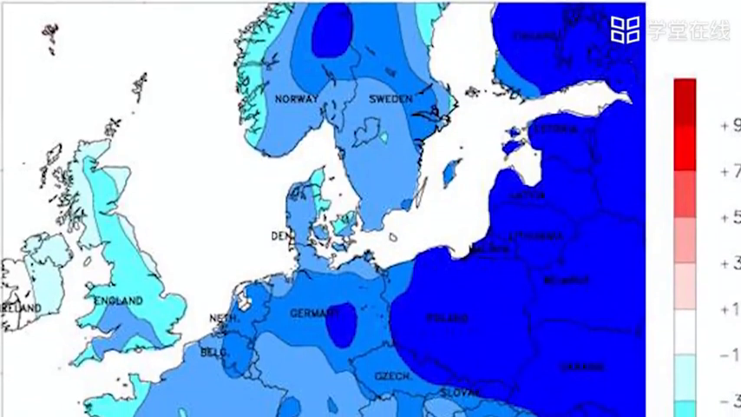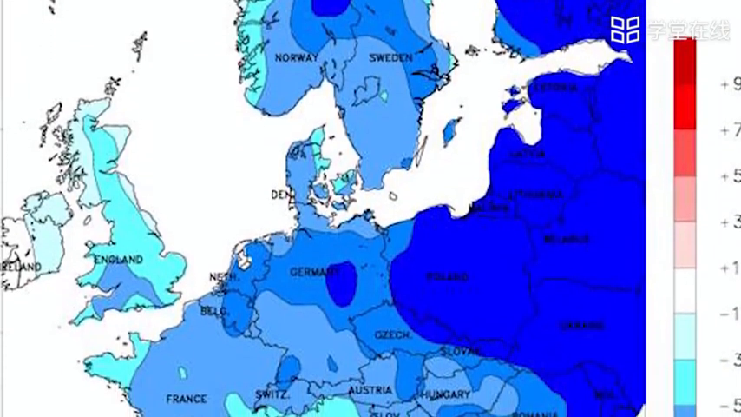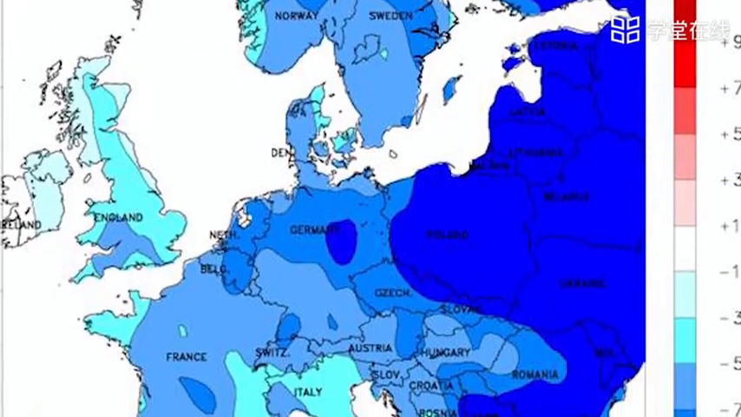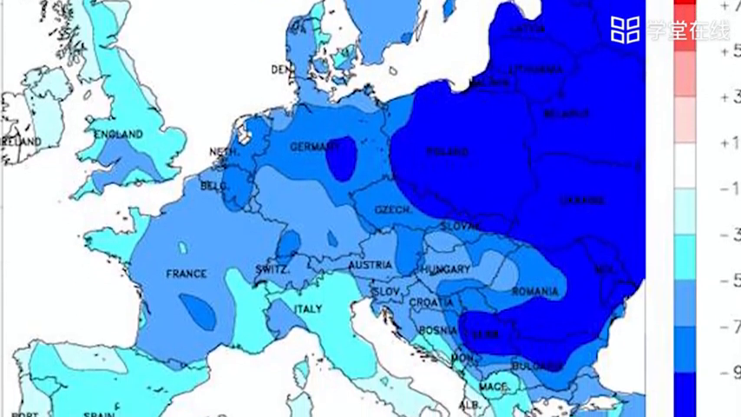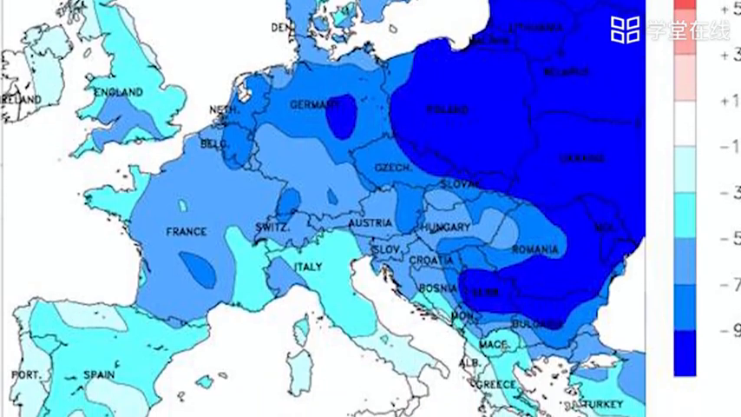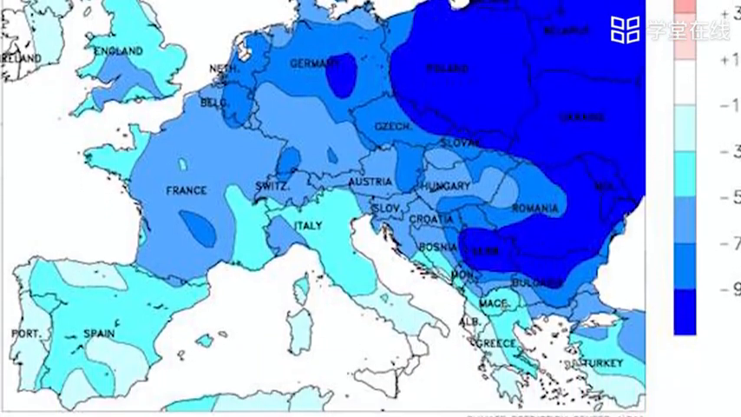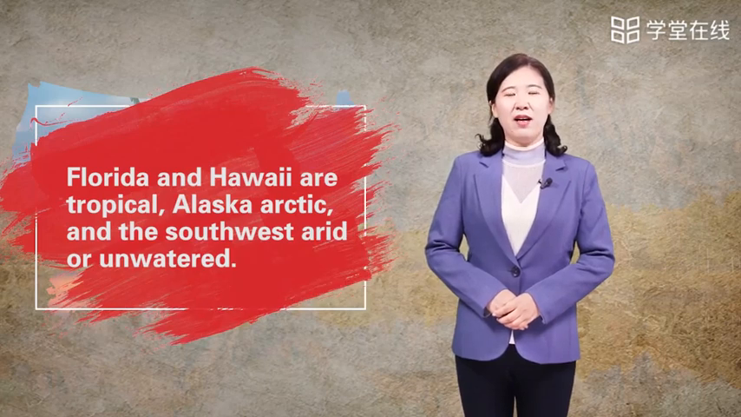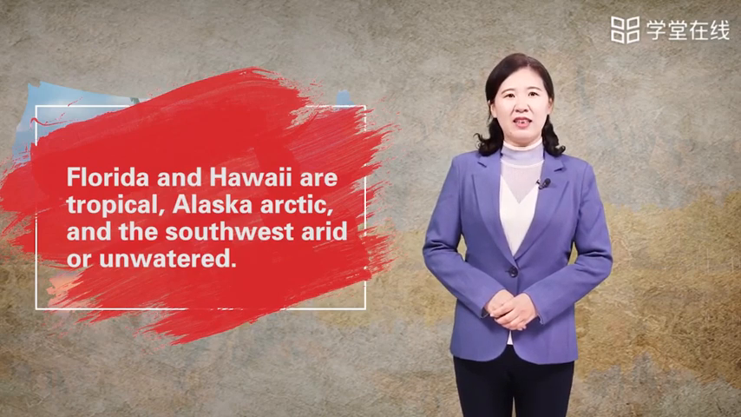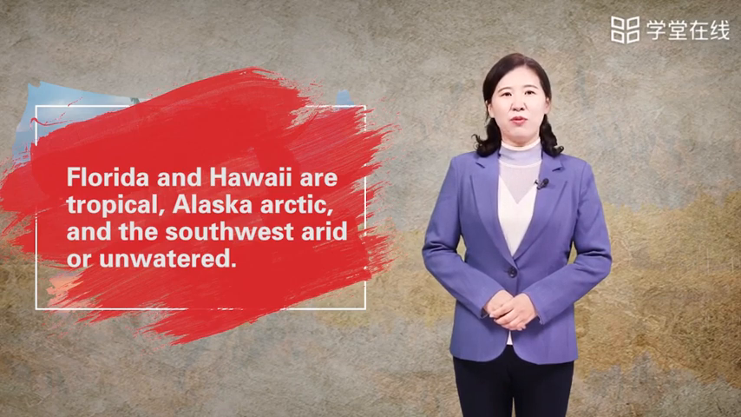The climate of America is varied. If there is a general climate, then it is temperate, with some mild subtropical zones. Florida and Hawaii are tropical, Alaska Arctic, and the Southwest arid or unwatered.